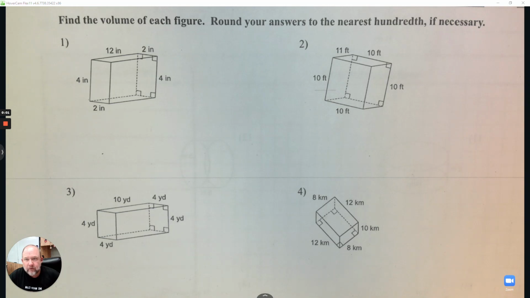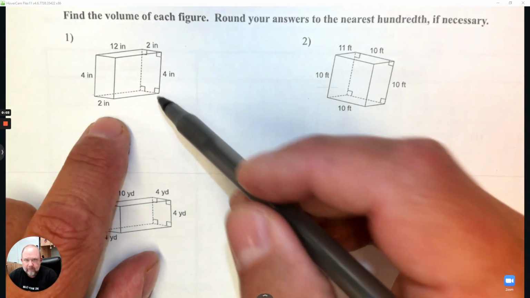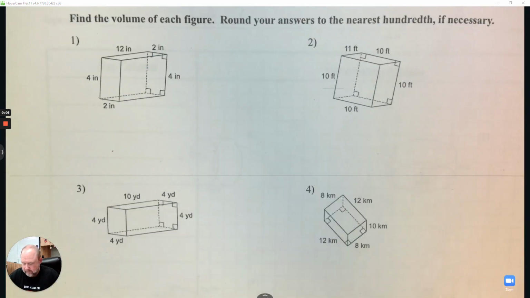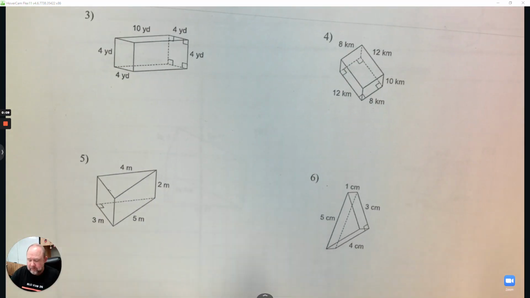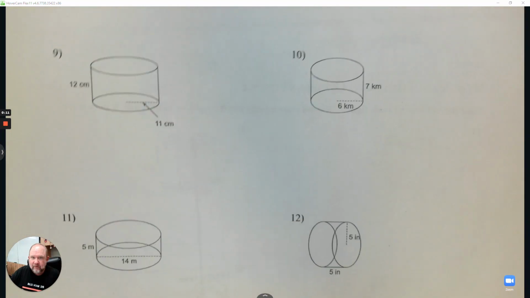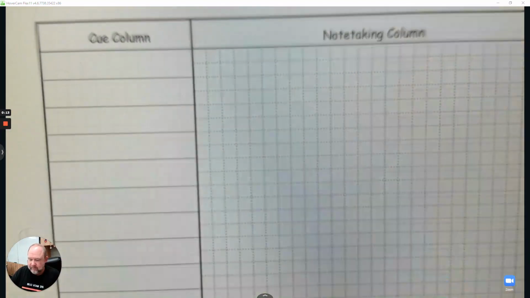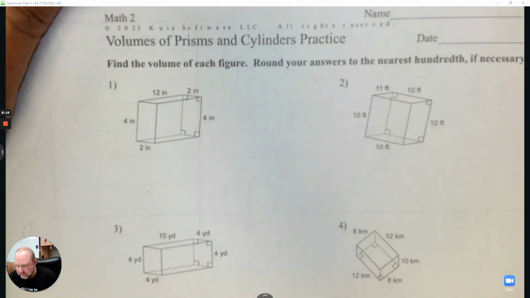Here's a review for finding volume of prisms. That's rectangular prisms and triangular prisms and cylinders. So let's practice it together.